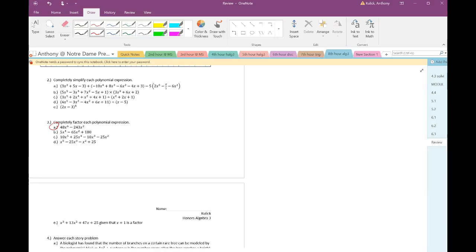For part B, I will first observe that each of the coefficients has a factor 5 in it, so I can take the greatest common factor of 5 out. It's going to give me x to the fourth minus 13x squared plus 180 divided by 5 is 36.